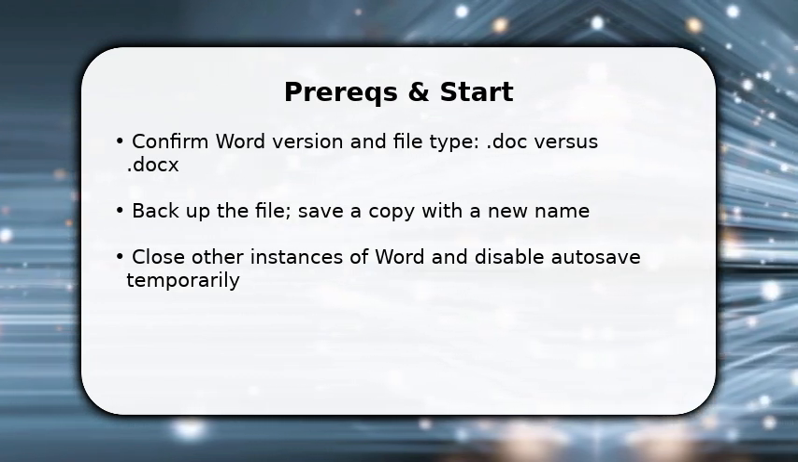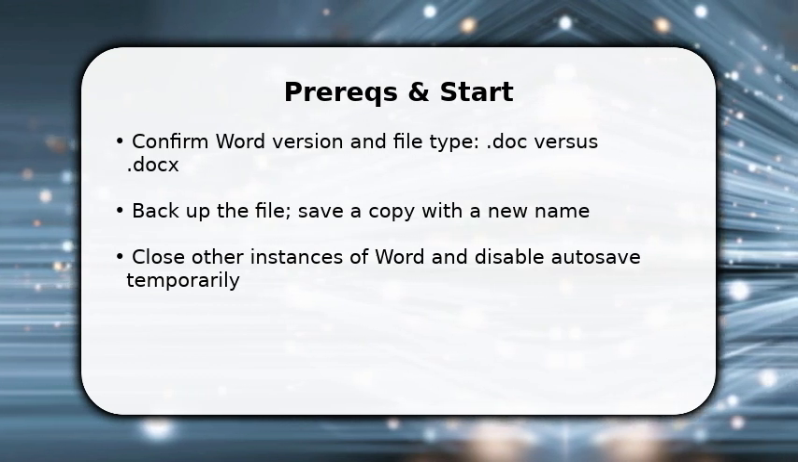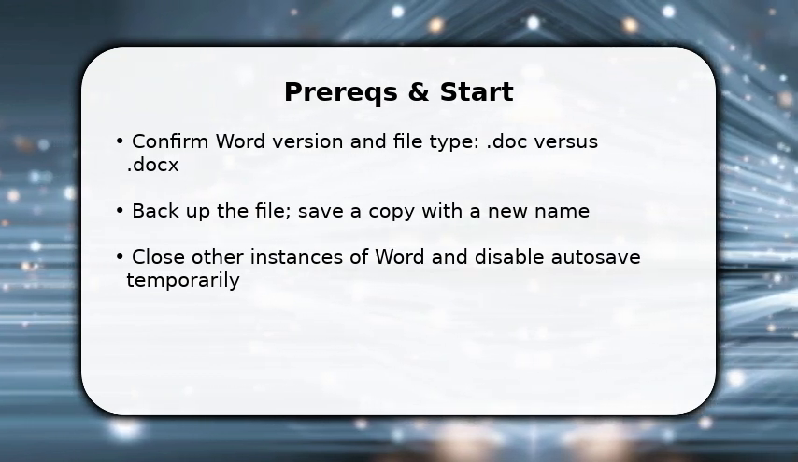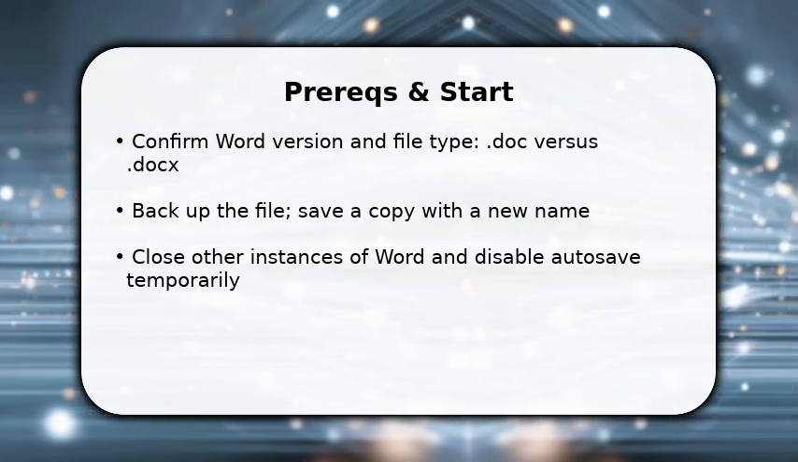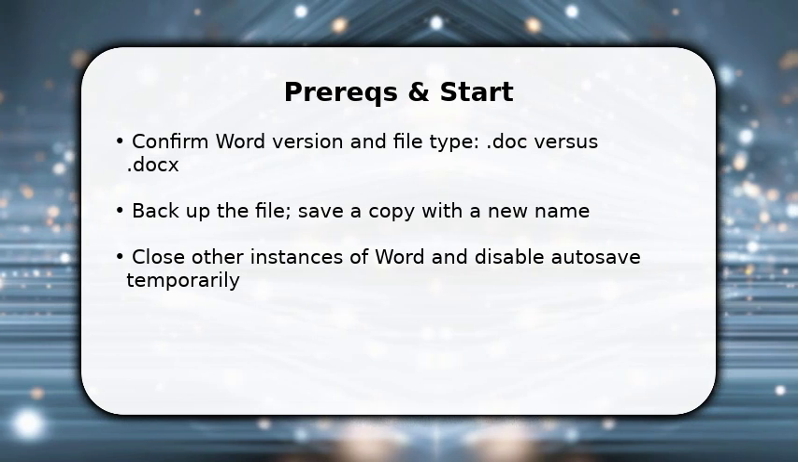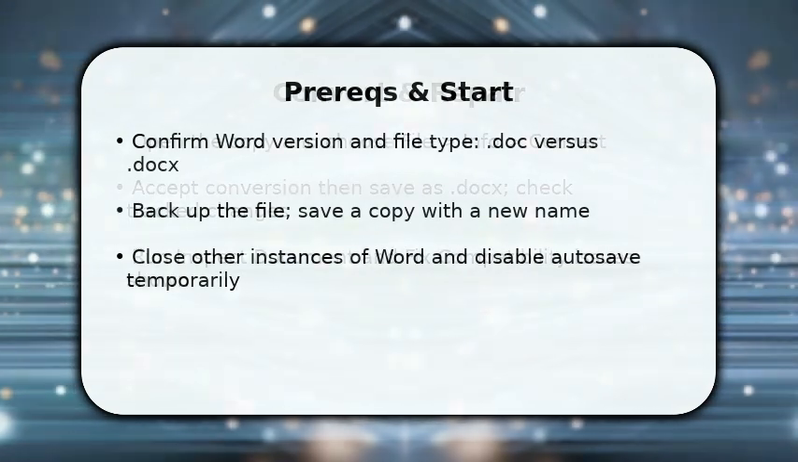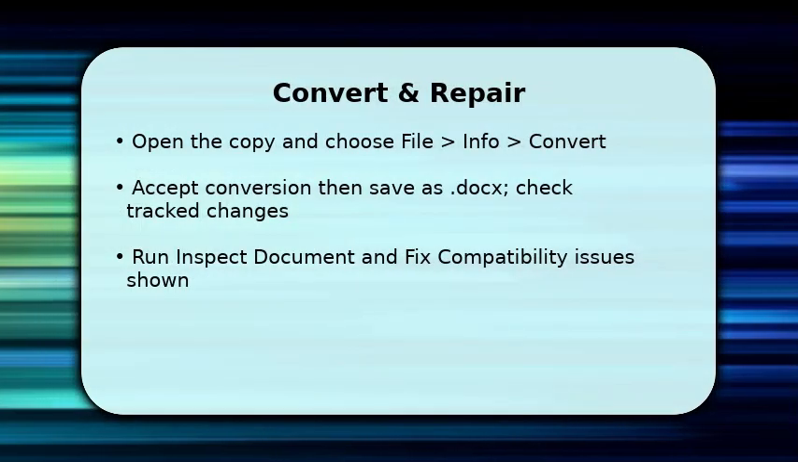You will act directly on the copy. This avoids accidental data loss and ensures the settings you change only affect the file you intend to convert. Now open the copied document and go to File, then Info, and choose Convert to upgrade to the modern format.